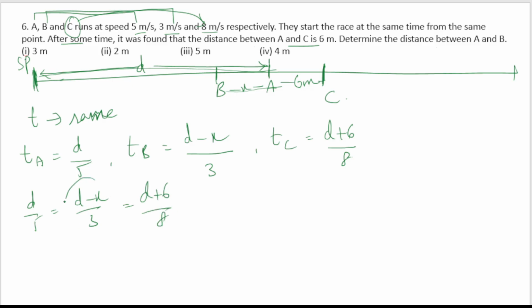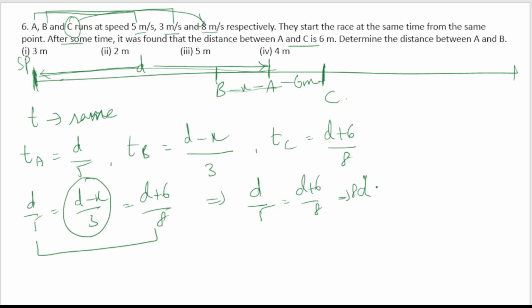See, in the second one we have X variable also, so we will not take this one for now. We will equate the first and the third one. We'll get here D by 5 is equal to D plus 6 divided by 8. You simplify here, we'll get 8D is equal to 5D plus 30.